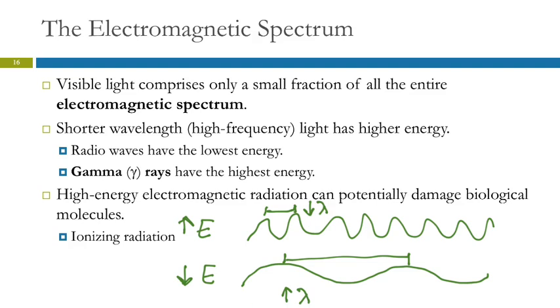If you were standing, let's pretend they're moving to the right. If you were standing over here and both of those waves are moving at the same speed, which one's going to hit you more frequently? The top one. So the top one has higher frequency. So this is high frequency and this is low frequency.